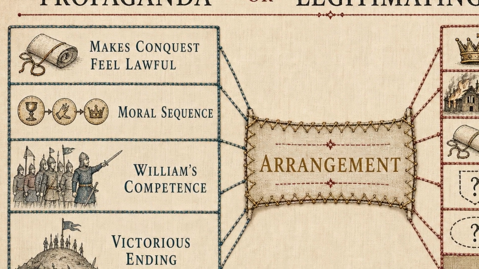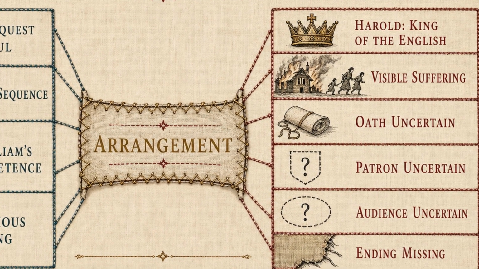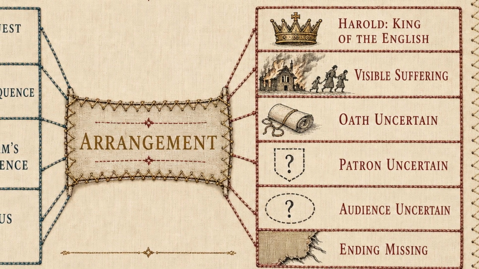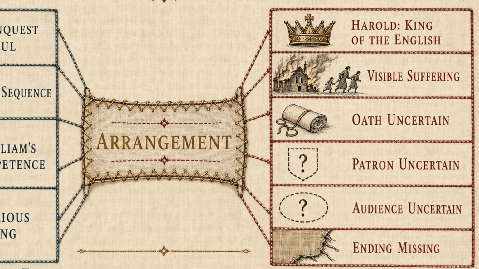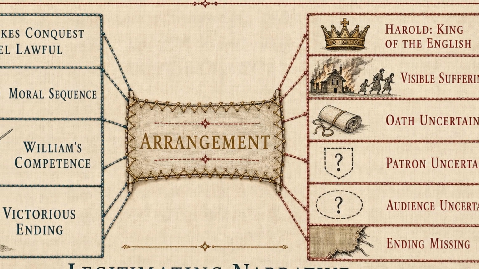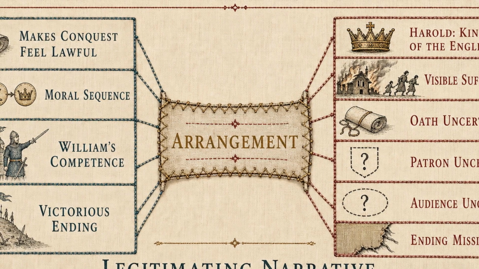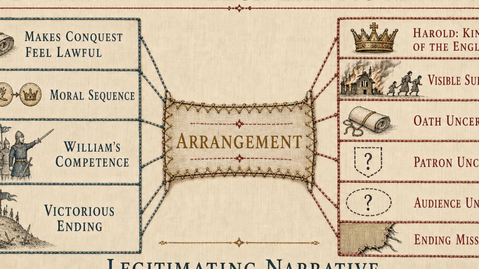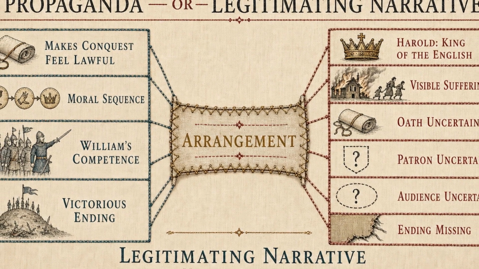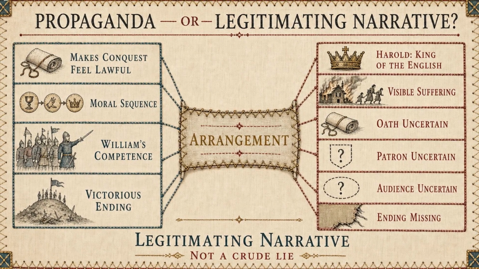It gives William's rule a moral sequence, a competent leader, and a victorious ending. But legitimating narrative is the more precise description. The work respects Harold, exposes suffering, and leaves its central oath, patron, audience, and ending uncertain. Its power lies not in a crude lie, but in arranging disputed things so that one conclusion feels natural.